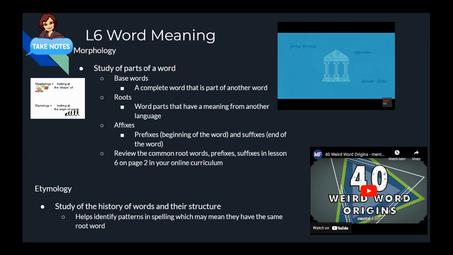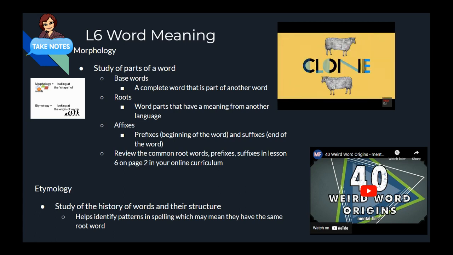Scientists also use classical languages to name new concepts. Clone, for example, was derived from the ancient Greek word for twig to describe creating a new plant from a piece of the old. And today, the process works both ways, with English lending words like software to languages all over the world.